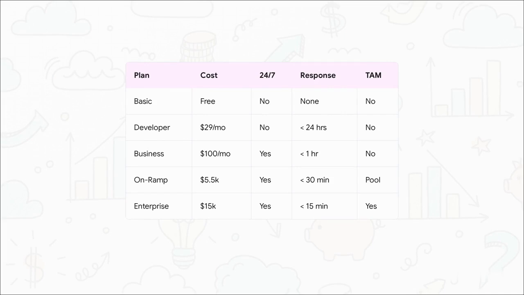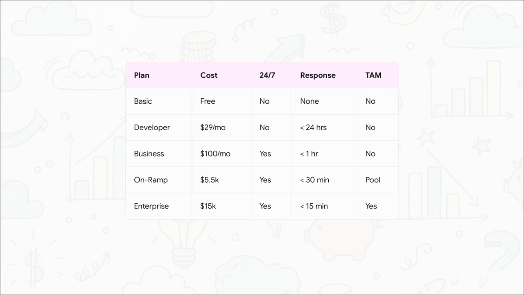If you are just testing things out, the developer plan gets you email support during normal business hours. But once you have a real, live production business running, you're definitely going to want the business plan, which gets you 24/7 support and a response time of less than an hour if your critical systems suddenly go down.